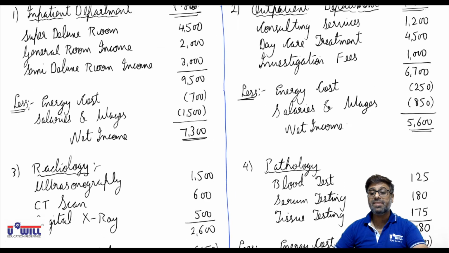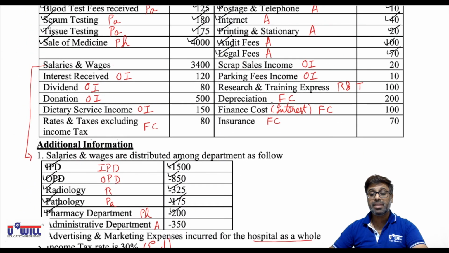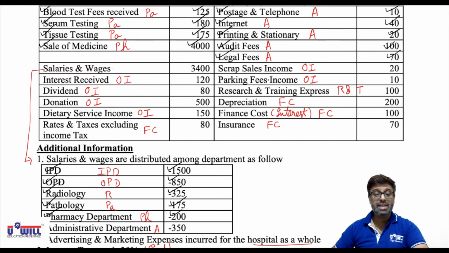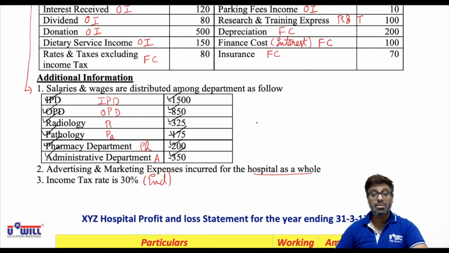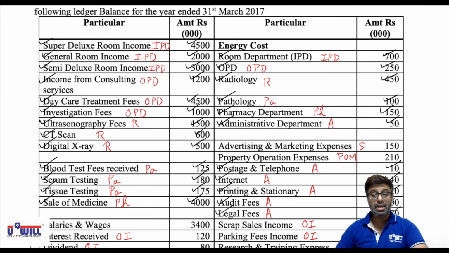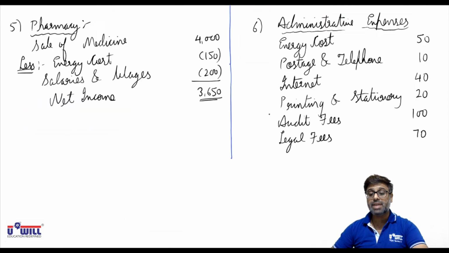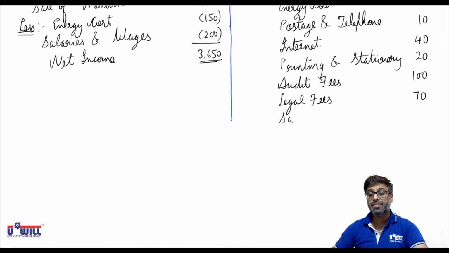Then after legal fees of 70, we have administrative salaries and wages of 350. Okay, the marked item is only salaries and wages, that is 350. So salaries and wages 350.